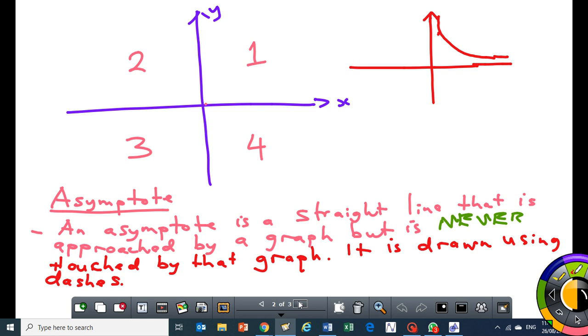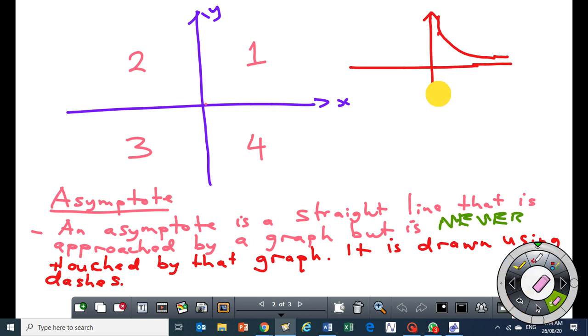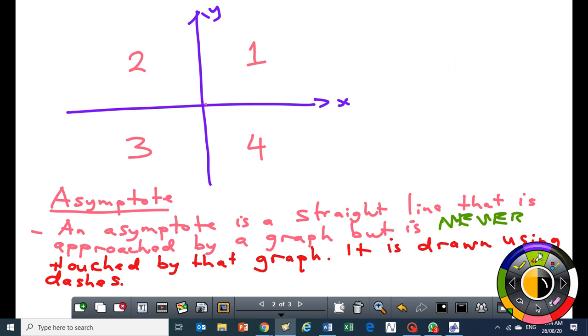Now, an asymptote is a straight line that is approached by a graph, but it is never touched by the graph. So, say, if I draw my y-axis, then my x-axis.